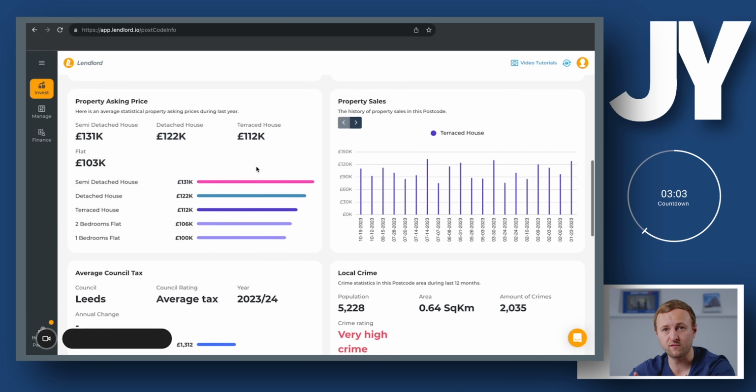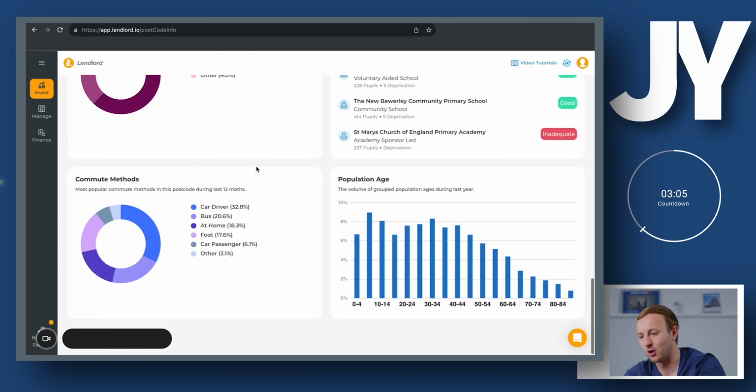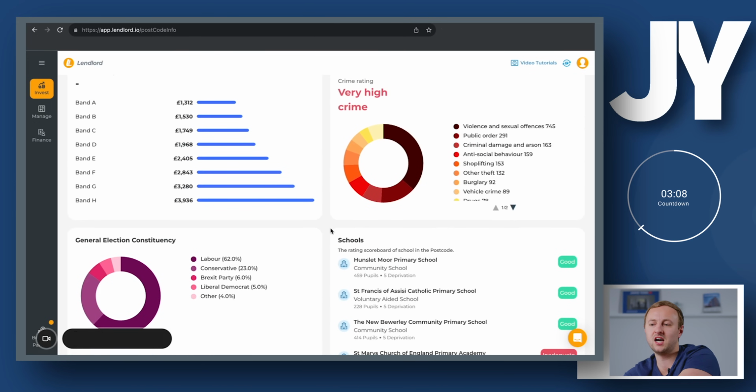So we're going to go on the postcode finder again for this property. First thing, by the way, look at the crime rate. Oh my God, very high crime.